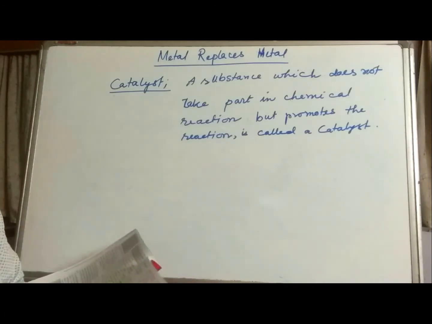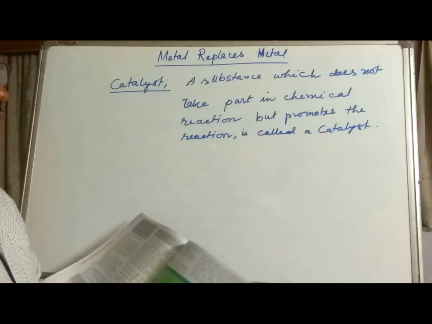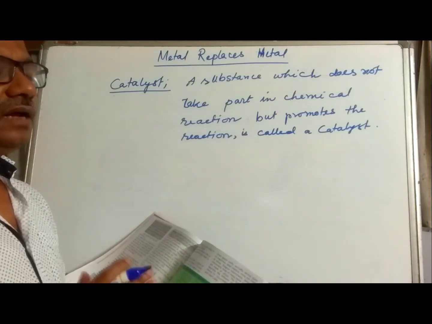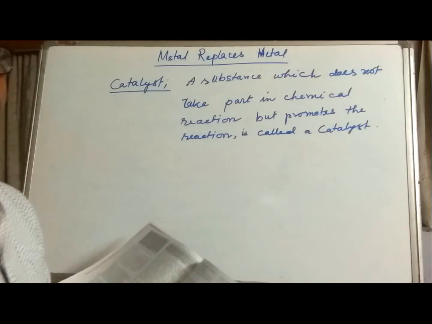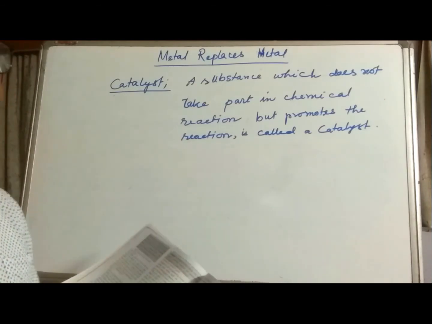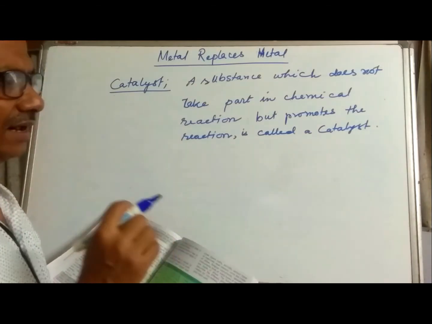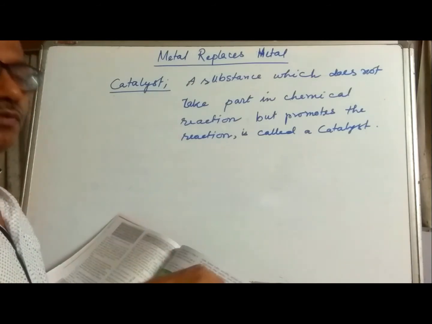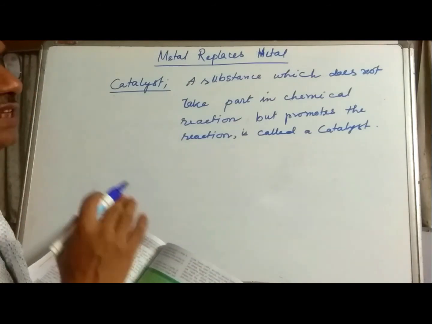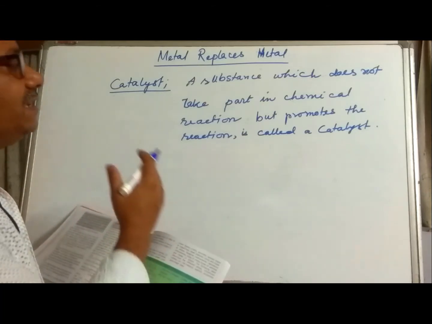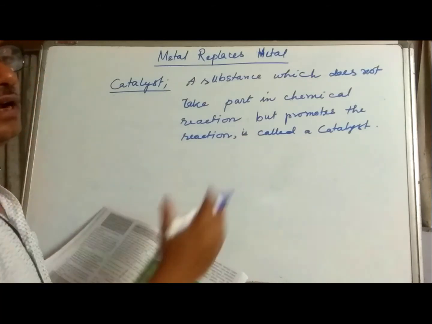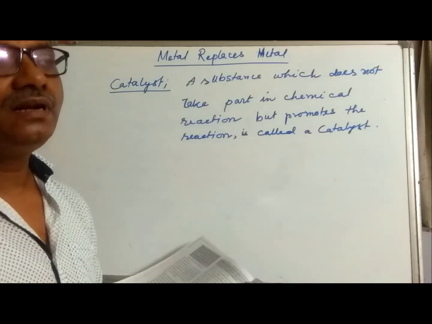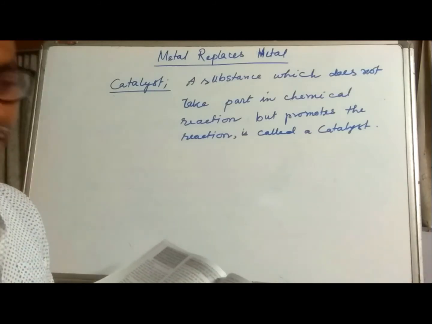In some chemical reactions, what happens? The chemical reaction takes more time and more heat is needed. In that condition, another chemical substance is added to the chemical reaction which enhances the speed of the reaction so that it takes less time and can be carried out at lower temperature.